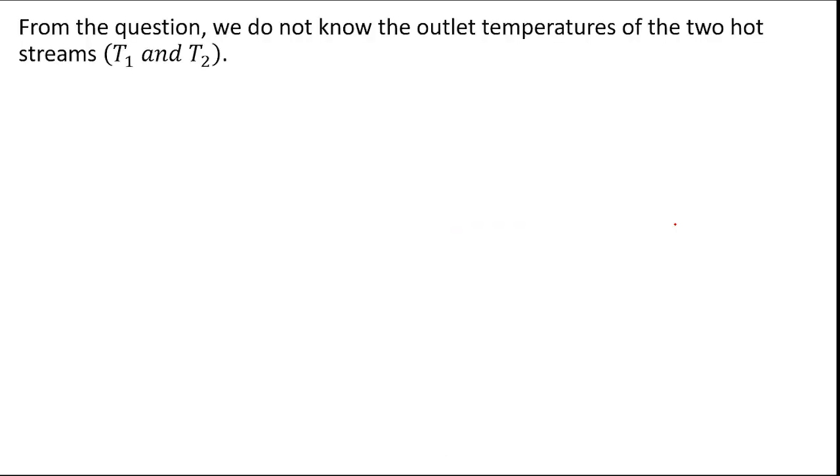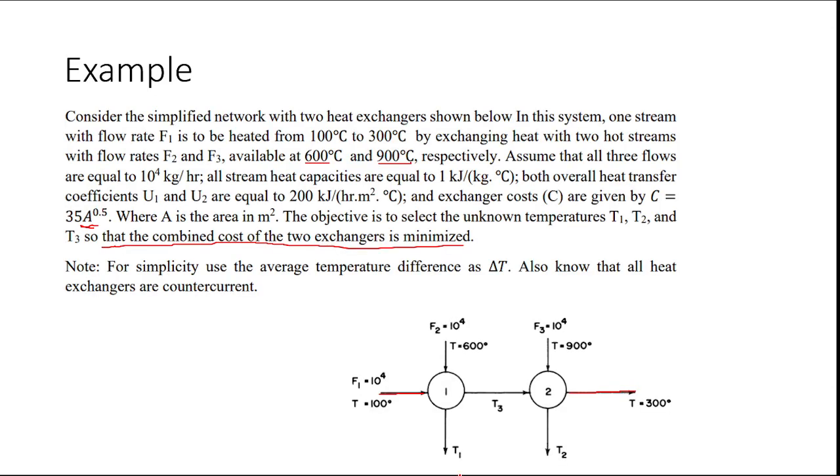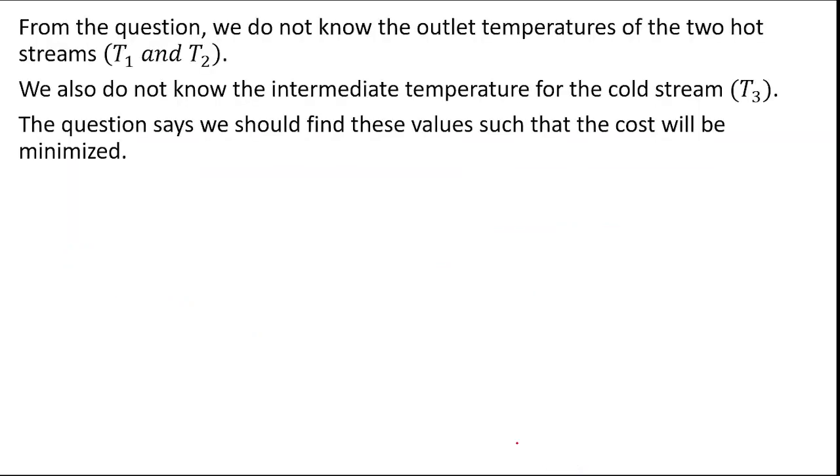So from the question, we do not know the outlet temperatures of the two hot streams, that's T1 and T2. And we also don't know the intermediate temperature for the cold stream. So we don't know this temperature here. This is the outlet for the first hot stream, outlet for the second hot stream, and then the intermediate temperature before it moves on to the second heat exchanger. The question says that we should find these values so that the cost will be minimized.